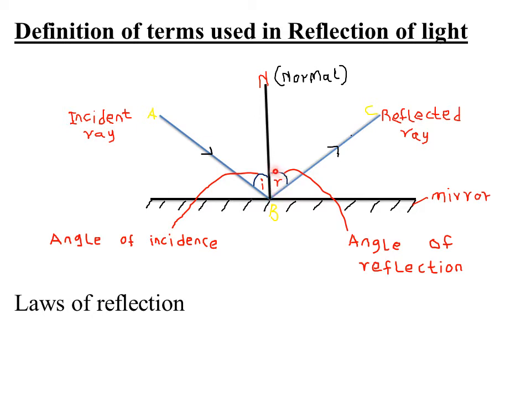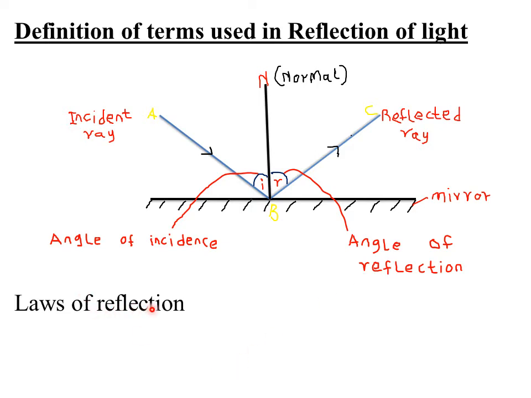Then we have what we call the angle of reflection. Sometimes we denote it by small r. Now, what is the angle of reflection? The angle of reflection is the angle between the reflected ray and the normal. So this is our normal, and this is the reflected ray. The angle between the normal and the reflected ray is what we are calling the angle of reflection. From there we can look at the laws of reflection.